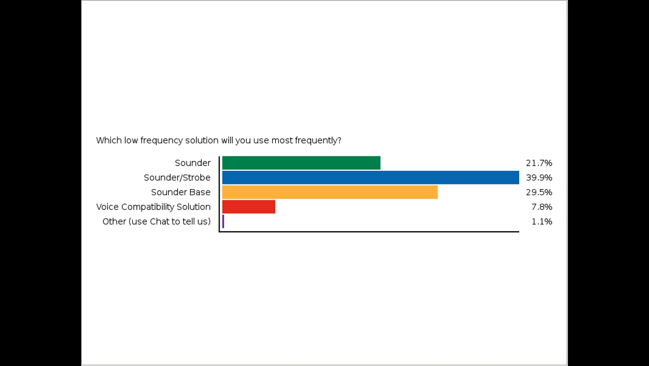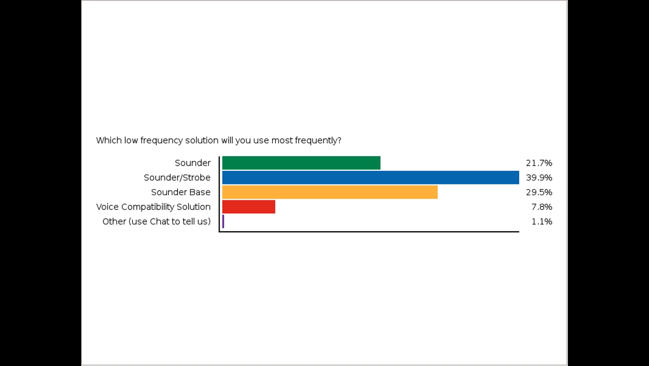Okay. I've gone ahead and closed the poll here, and we'll get back to our presentation in just a moment. But it looks like when they had to pick, the sounder and strobe was picked by almost 40%, followed by the sounder base, and then the sounder. And then those that put other, there's actually one guy who asked a question about if there's an audio file available for audio systems to broadcast the low frequency tone.